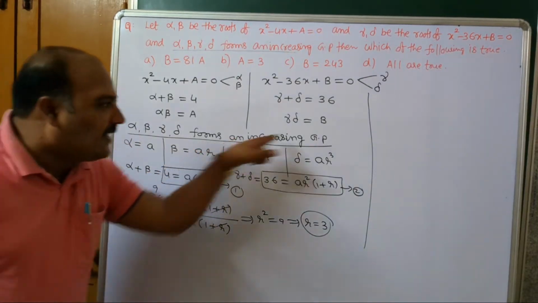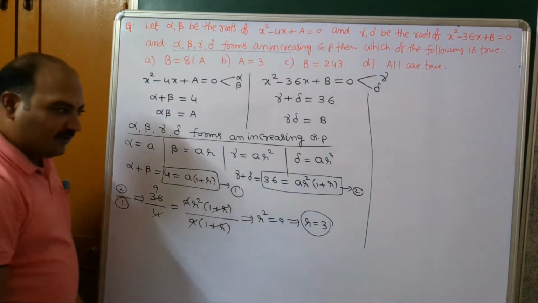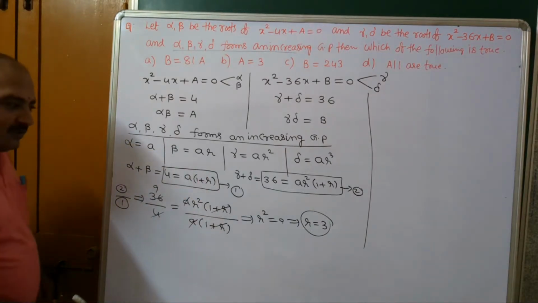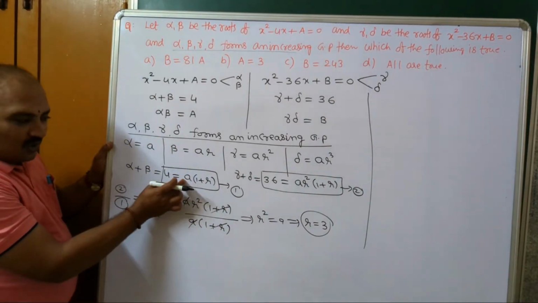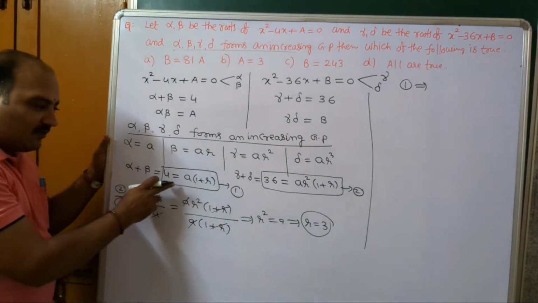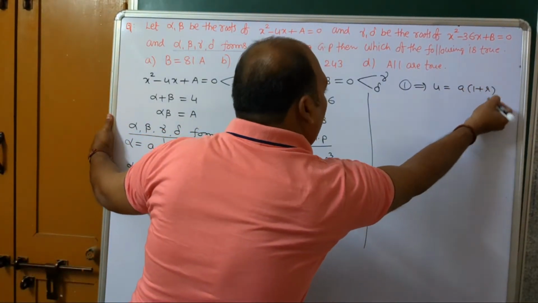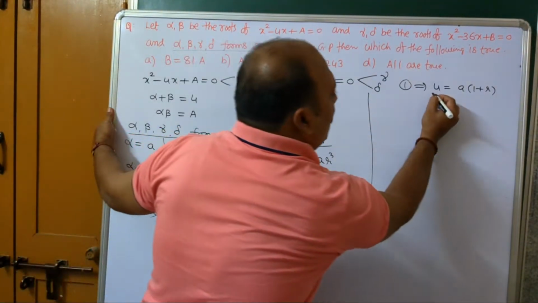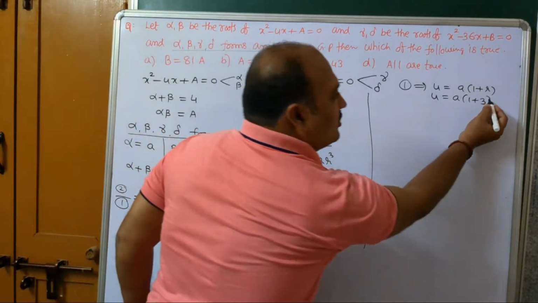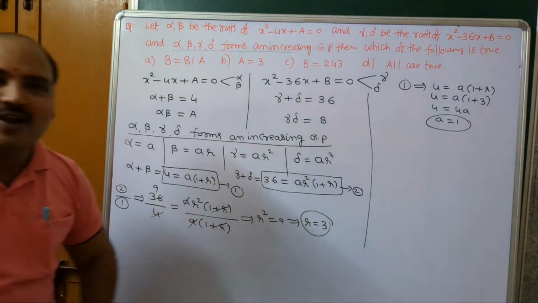Here they mentioned increasing GP, so you cannot consider minus. So R is equal to 3, only plus 3 can be considered. Whenever R is equal to 3, alpha and beta values we can calculate. From equation 1, what is equation 1? 4 equal to A into (1 plus R). R value we got here is 3. So 4 equal to A into (1 plus 3). 1 plus 3 means 4 only, no? 4 is equal to 4A. A is equal to 1. A value we got, R value also we got.